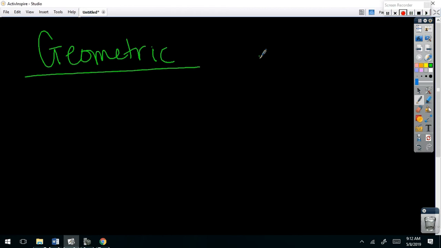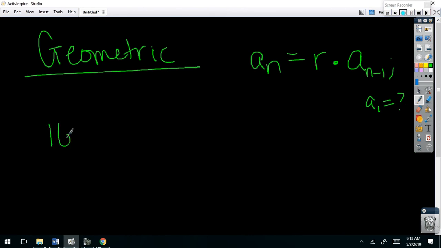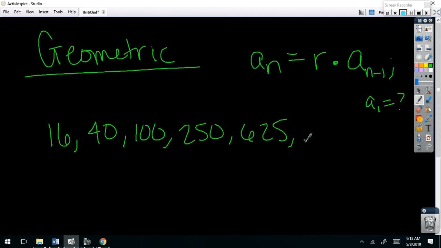All right, so this one's on your formula sheet as well. r, which is your ratio between the terms, times the prior term. Remember to define that prior term, though. So you should add in here that a sub 1 equals, and you have to define that. 16, 40, 100, 250, 625.